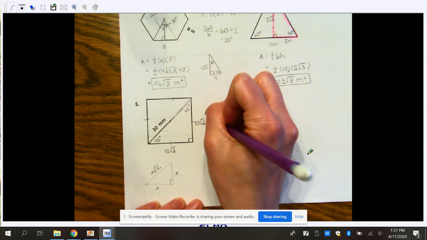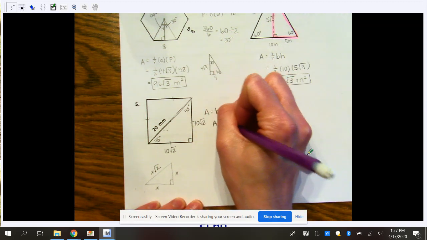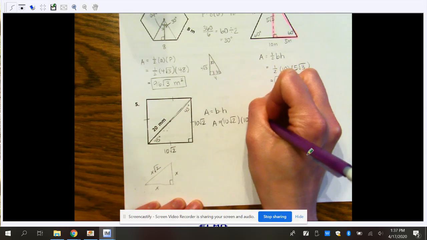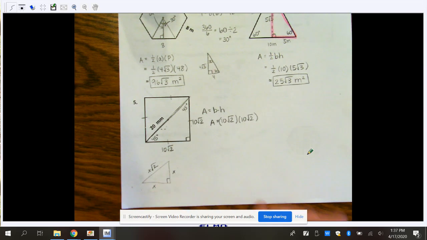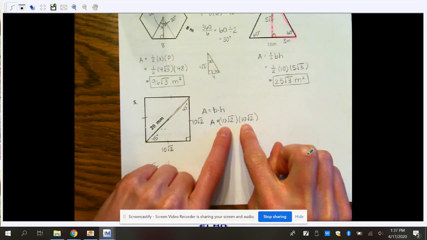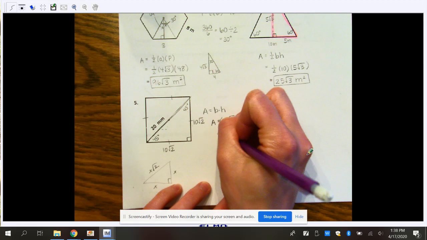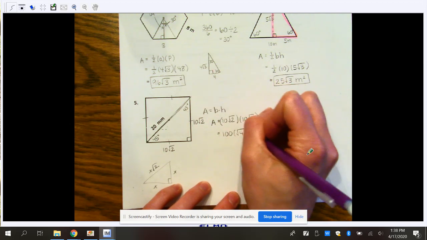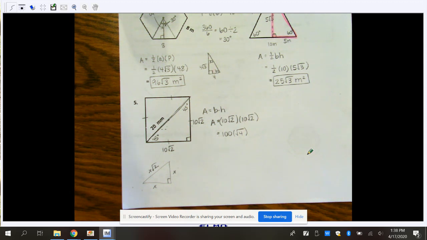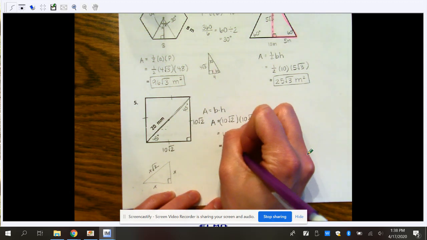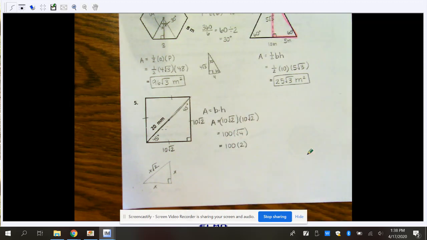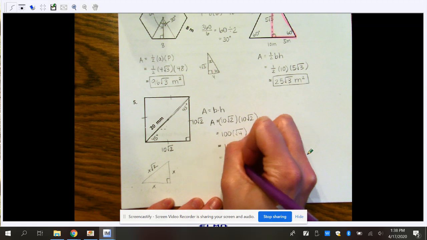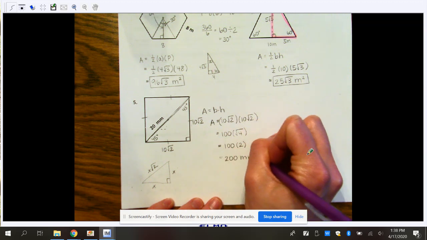Okay. And so when I go and I multiply those together, base times height. So we'll take the outside numbers and multiply them together. So 10 times 10 is 100. Radical 2 times radical 2 is radical 4. Well, the square root of 4 is 2. That can be simplified, unlike the square root of 3. And so this is going to be 200 millimeters squared.